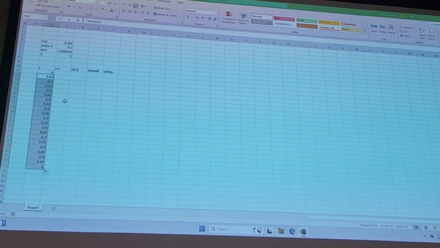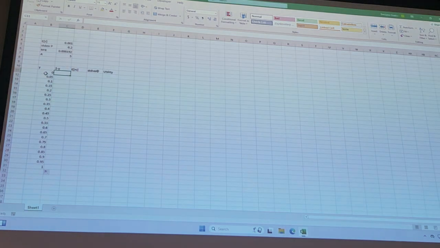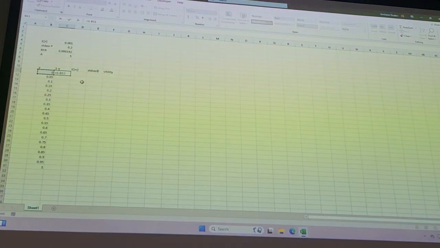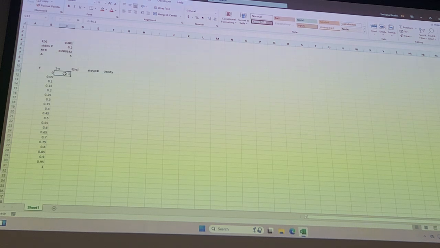Yep. So if this is the weight of P, what is the weight of the risk-free asset? Well, it's going to be 1 minus the weight of the other one. So this is going to be equals 1 minus this weight.